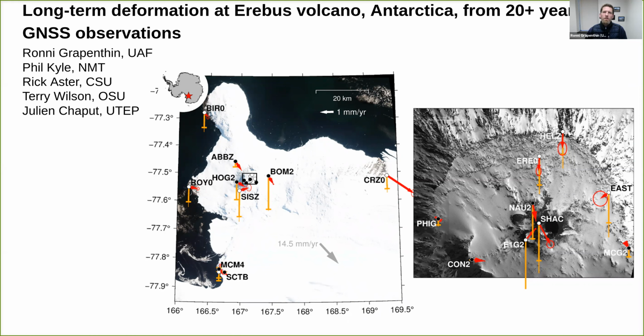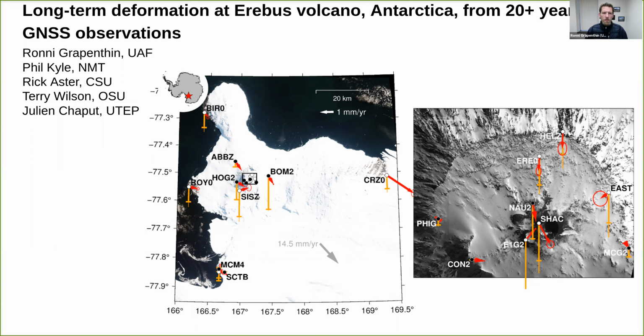This first figure shows a map of Ross Island with a zoom into the summit plateau region and the current crater of Erebus Volcano shown over here. The black dots show the continuous GPS network. The white dots are campaign stations. The red vectors are long-term, so 20-year velocity vectors in the horizontal. The orange vectors are the vertical component. Antarctic plate motion has been removed.